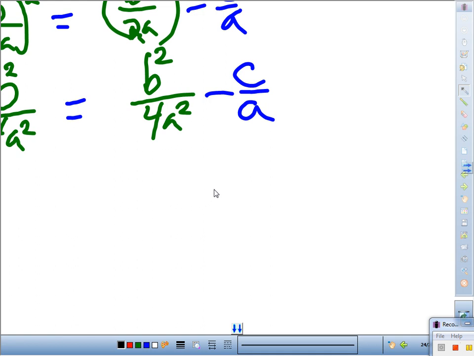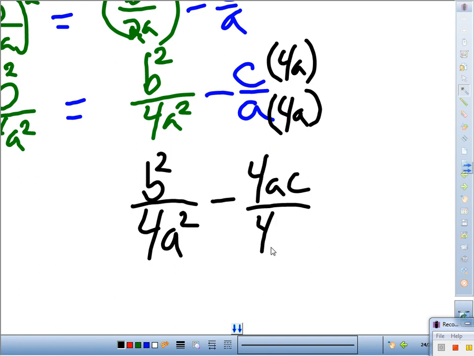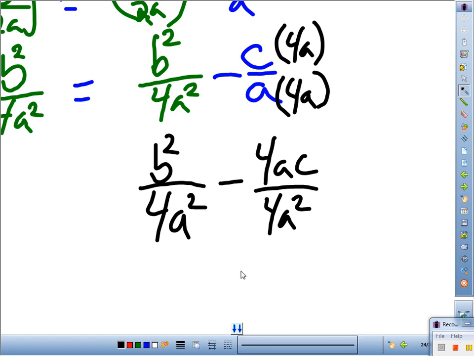Common denominator. This one has an a, this one has 4a squared. That means for this one to become that, I need to multiply times what? 4a times 4a. Therefore, pay attention, here it goes. This one stays the same. B squared over 4a squared. This is, what is 4a times c? 4ac. What is 4a times a? 4a squared. Now we can actually write that as one fraction.